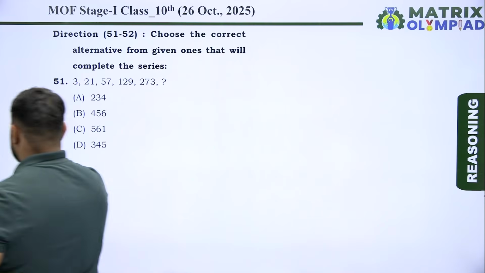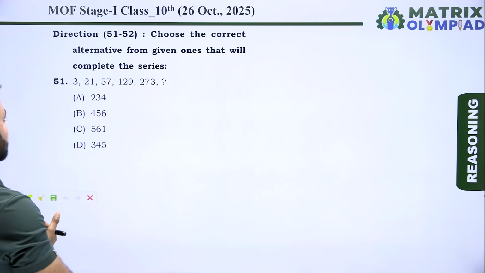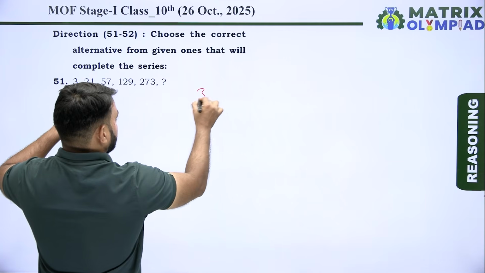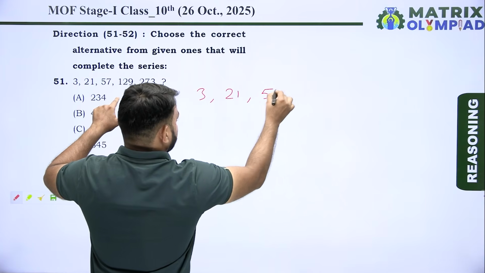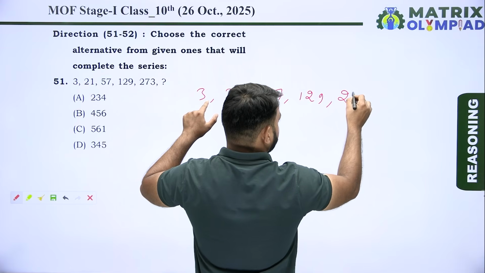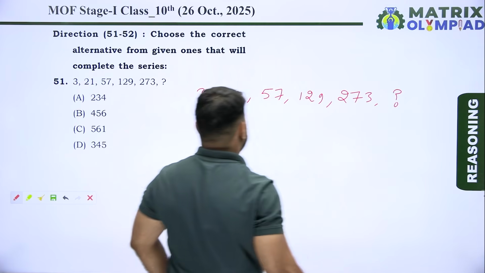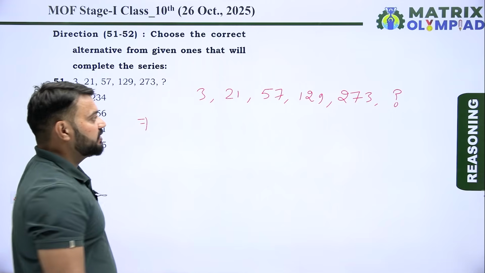So let's get started. Now here is question number 51. Choose the correct alternative from the given ones that will complete the series. The series is 3, 21, 57, 129. After 129 the next number is 273. After 273 the next number is missing. So first find the pattern of the given number series.